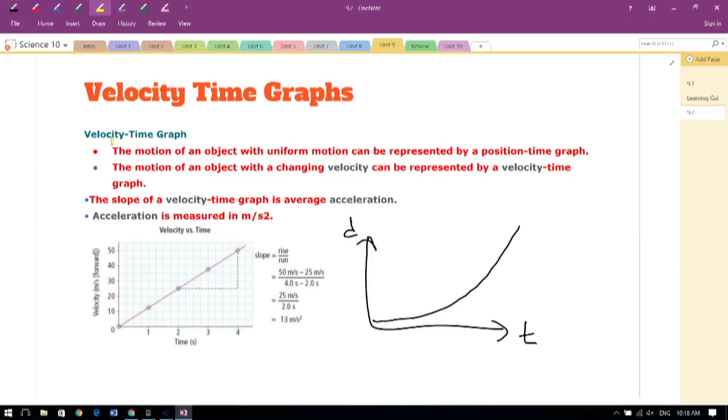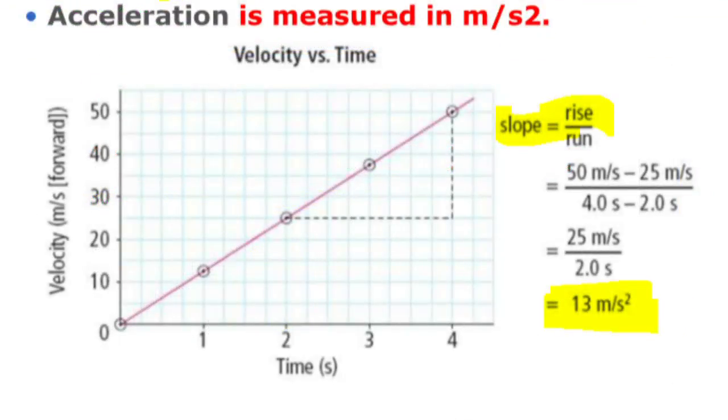The slope of a velocity time graph, this is super important, is going to give you your acceleration. So if you ever want to find the acceleration, you can find the slope of your velocity time graph, and that'll give you the acceleration. Just like we took a slope of a distance time graph to find velocity. Same thing here.